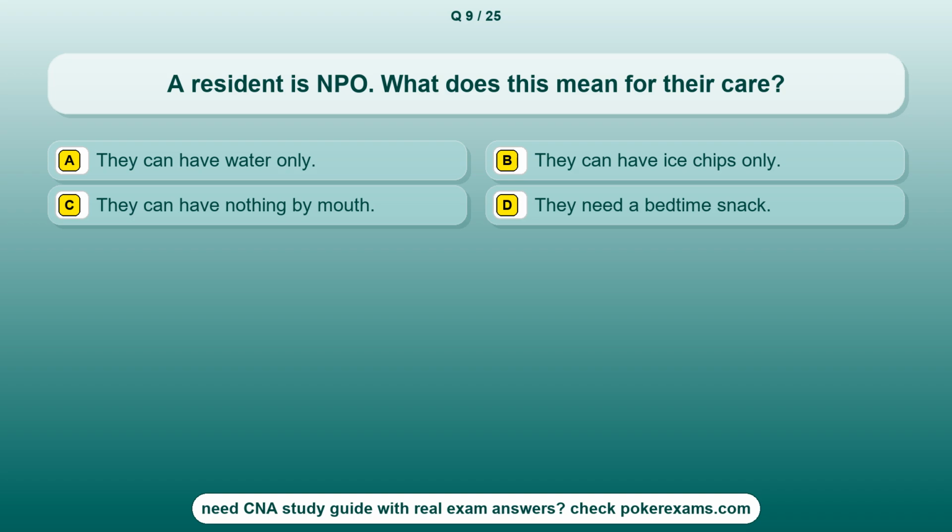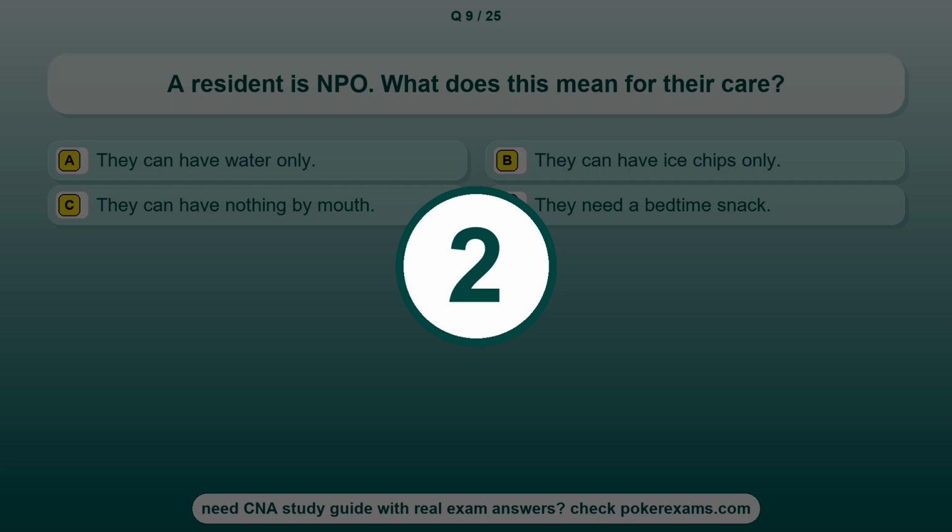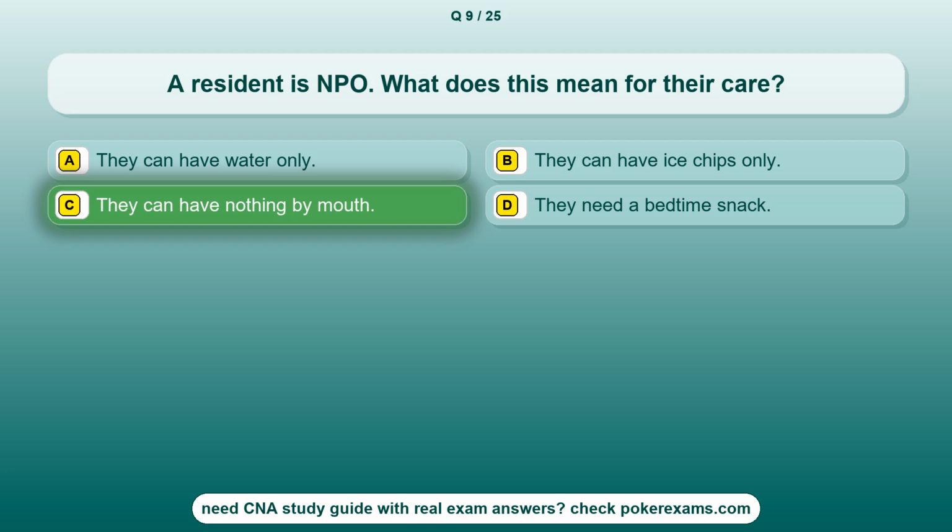Question 9. A resident is NPO. What does this mean for their care? Option A, they can have water only. Option B, they can have ice chips only. Option C, they can have nothing by mouth. Option D, they need a bedtime snack. The correct answer is option C, they can have nothing by mouth.